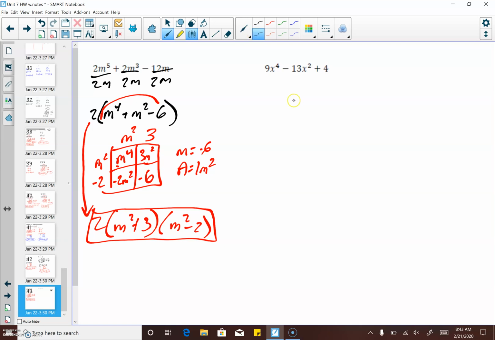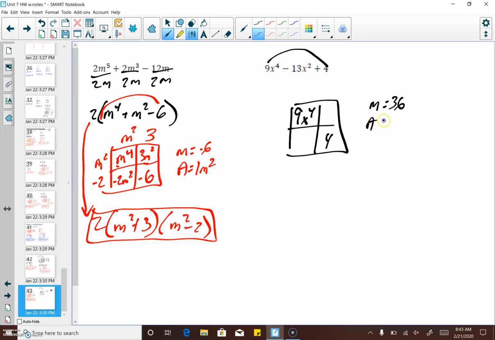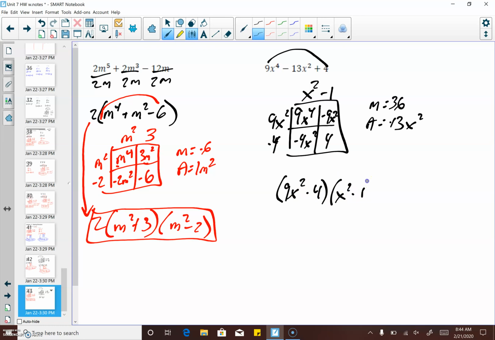Next one, no GCFs, trinomial. So we multiply here, we are 9x to the 4th and 4, multiplies to 36 and adds to negative 13x squared. That's going to be a negative 9x squared and a negative 4x squared. GCF the top row, 9x squared. So that's just an x squared up top. We are minus 1. We are minus 4. So now as we finish, we end up with 9x squared minus 4 and x squared minus 1.